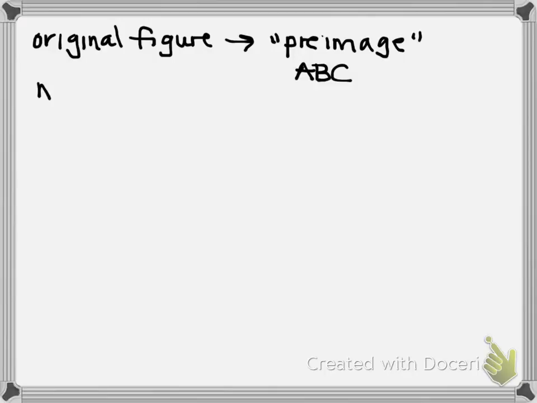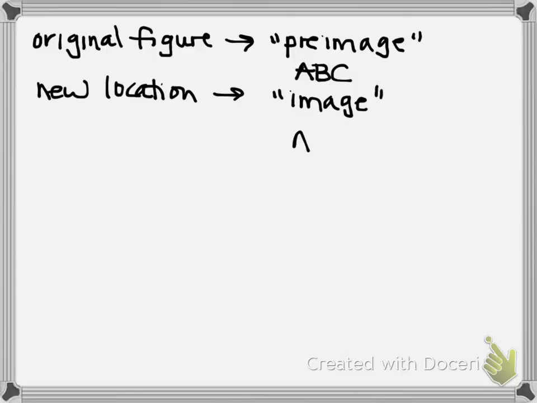The new location, now it's called an image. And we have to add the prime symbols to each of the vertices, because if I wrote A, B, C, then they should be in the exact same position they were originally. So when I write A prime, B prime, C prime, it's telling me it's the same vertices, but now they're in their new position, okay? So those terms of pre-image and image, very important to understand.